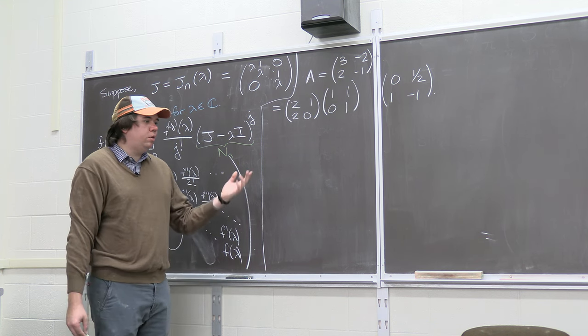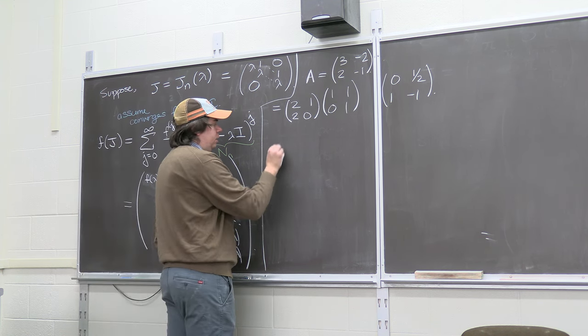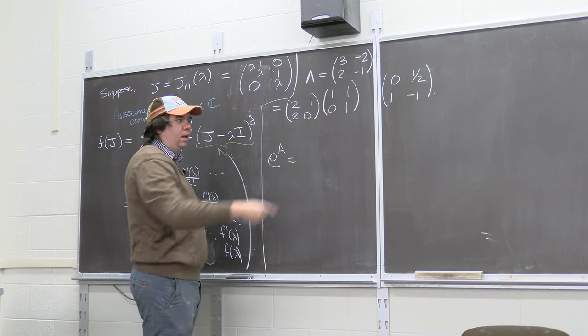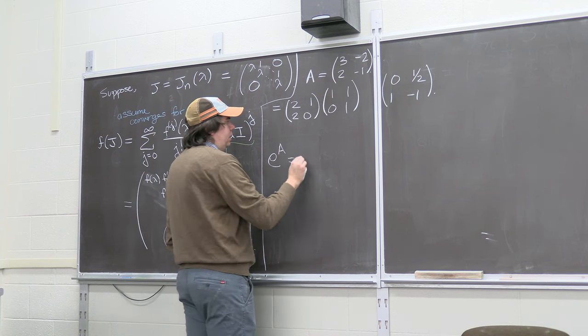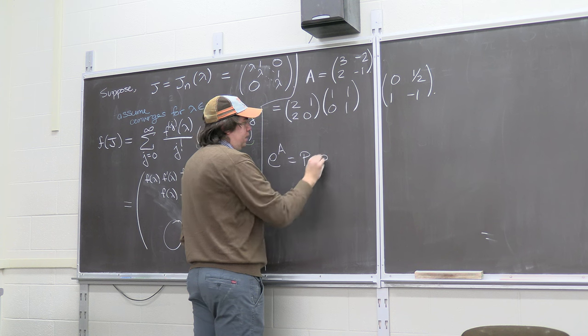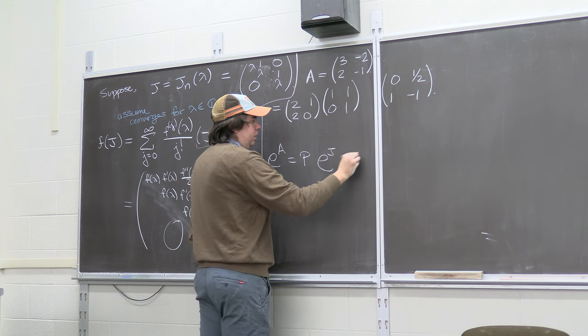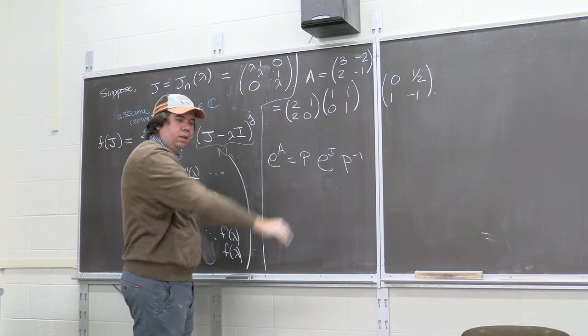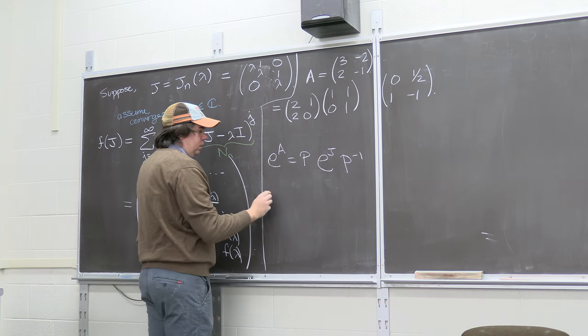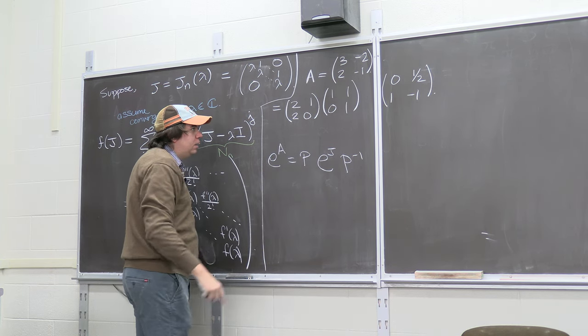Okay, so how do we do this? Like, how do we calculate e to the A? What this is telling us is all you need to do is instead do P times e to the J times P inverse. That's what the theorem says. That's what our result says. And we know how to do e to the J.